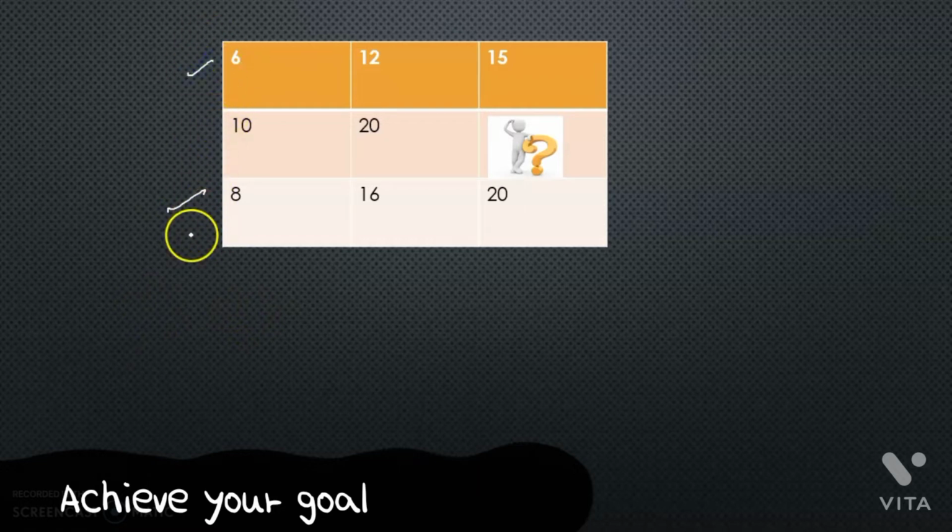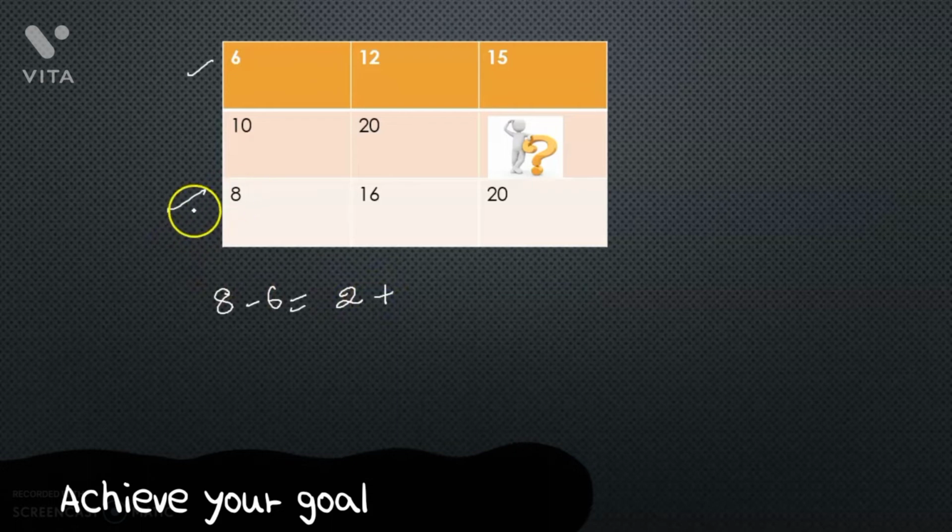I am just going to subtract this, 8 minus 6. So what is 8 minus 6? 8 minus 6 is 2. So I am just going to add with the same number itself, once again with the same number itself. So 8 plus 2 is 10. So that is what is presented in the second term.